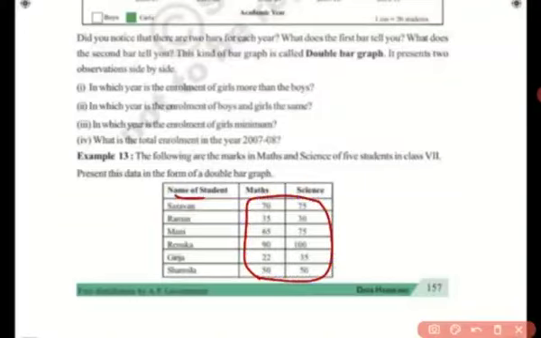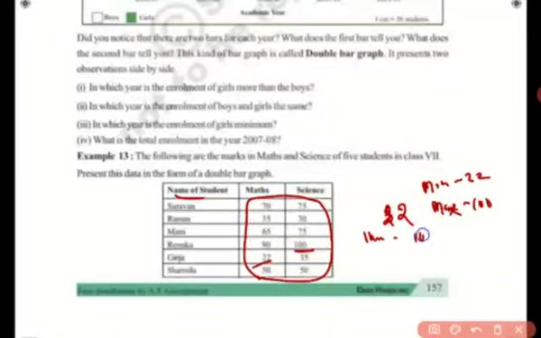Now, what scale do I need to take? See, observe the table. The least score here, how much is it? It is 35, okay. Sorry, not 35, it's 22. Yeah, it is 22, okay. And the largest score is 100, okay. Minimum is 22, and maximum is 100. So if I take 1 unit equal to 10 marks, it is better, okay. So 1 unit will represent 10 marks.